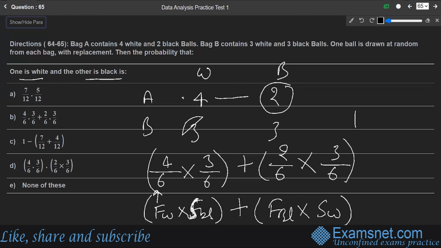Let us see where it is available. It is available exactly as in option number B. So that exactly becomes the right answer for us. Option number B.